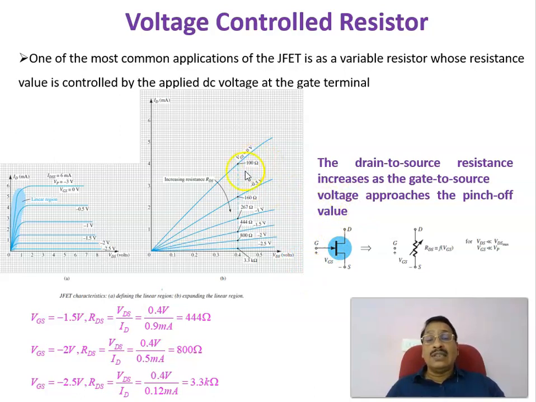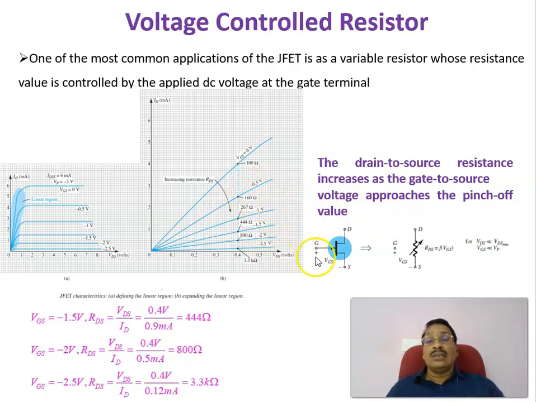For example, this is actually a magnified version of this ohmic region, in which when VGS equals 0, it has a slope of a certain value. For example, it may be 100 ohms, or this is the resistance offered between source and drain when VGS equals 0. Similarly, as the VGS value increases, we can see that the slope is increasing, or we can say that the resistance is increasing. As such, the resistance between source and drain is increasing as the gate to source voltage increases.